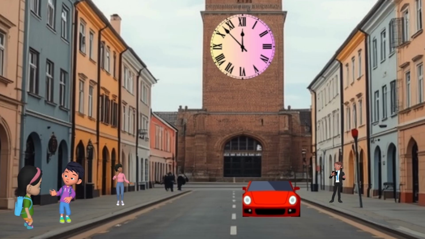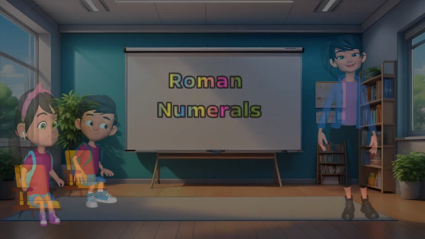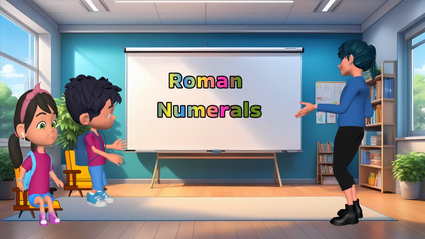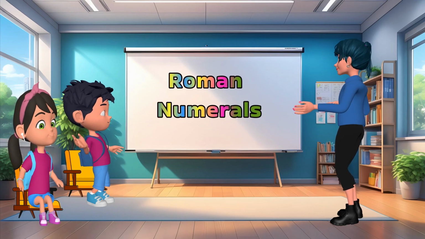Right, and V is 5. They used rules, sometimes adding, sometimes subtracting, to make numbers. So, this clock is teaching us Roman numerals. Exactly. Math is everywhere, sometimes even on a clock. Yes, got it. We visited the town last week, and saw a big clock with the clock face of Roman numbers on a building wall.